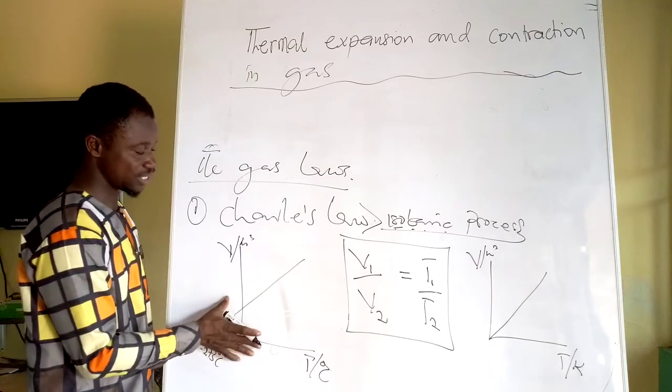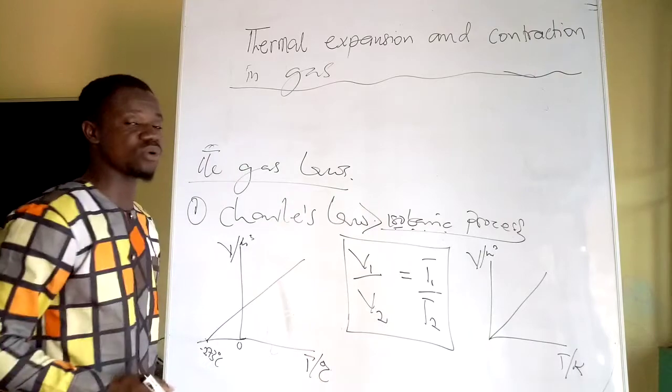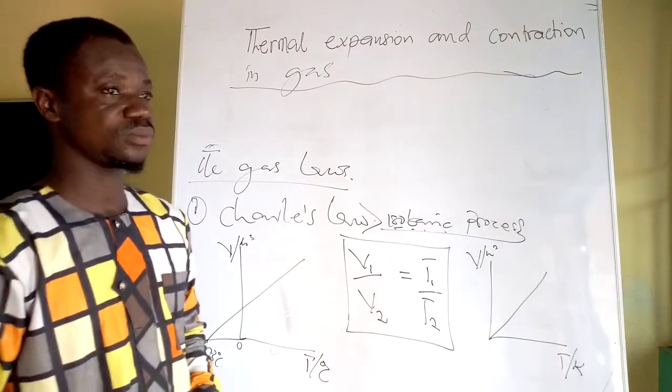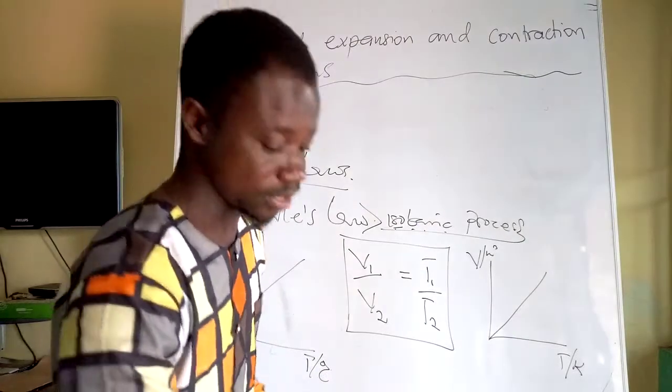So you must know the distinction between this graph and this graph, this formula, and how to state the law for the Charles law. Charles law, isobaric process, constant pressure process.